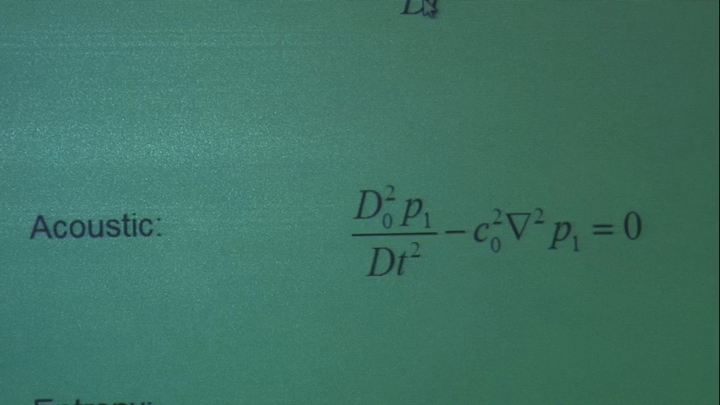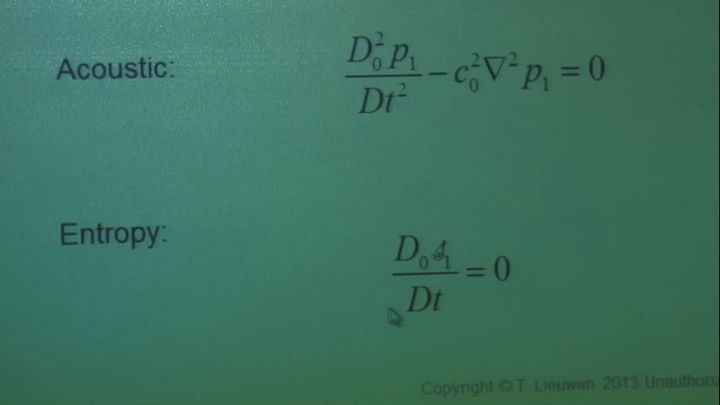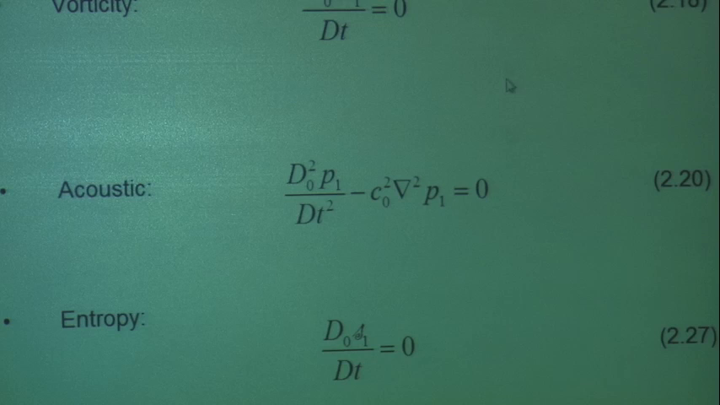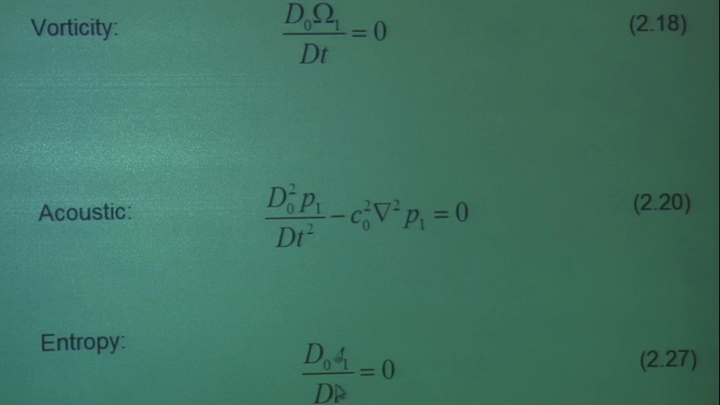And then finally, entropy disturbances, the script S here denotes the entropy, is analogous to the vorticity. Vorticity is a vector, obviously, but entropy is a scalar. But each component of the vorticity satisfies the same equation as the entropy. And what this tells you is entropy disturbances are just carried by the flow.